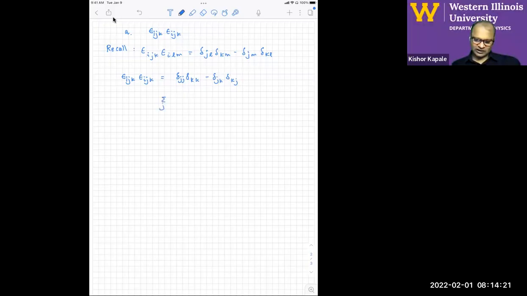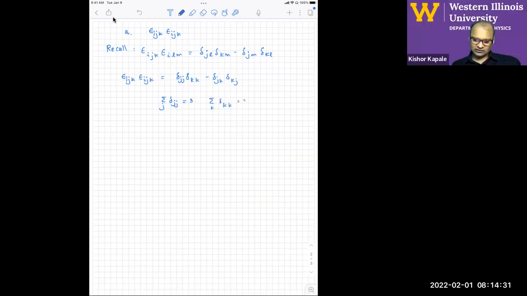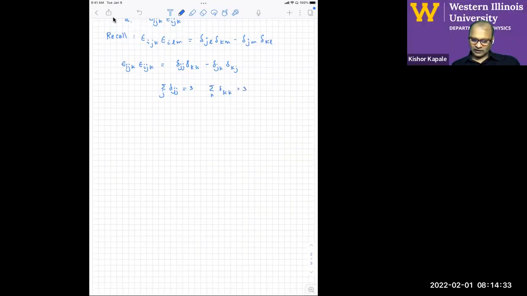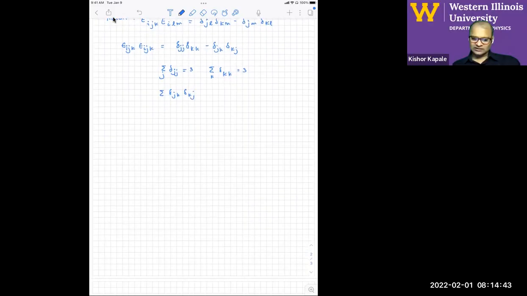So sum over J, delta JJ is 3 because it's delta 1,1, delta 2,2, and delta 3,3. And same for K, delta KK is also going to be 3. But what would happen to this thing? Any thoughts? Now delta JK and delta KJ is exactly the same, right? So you can even write it like this. And you have sum over J and K.